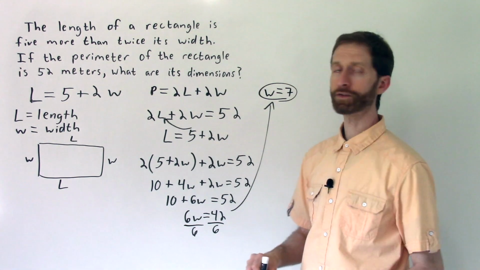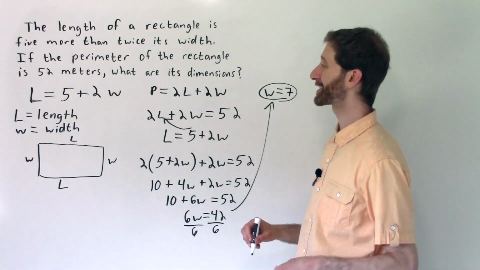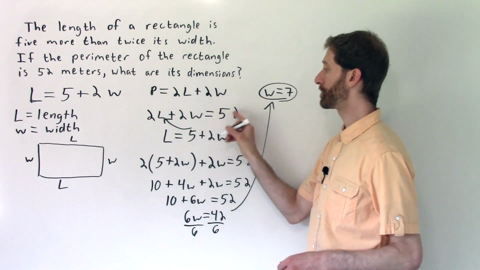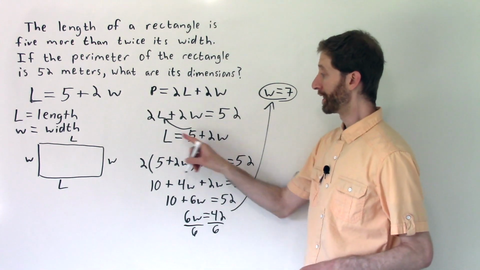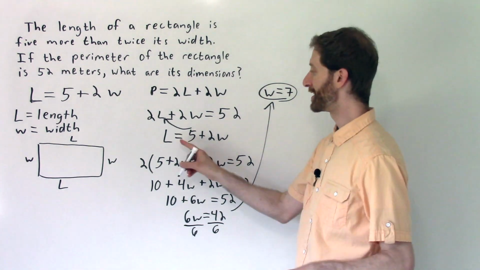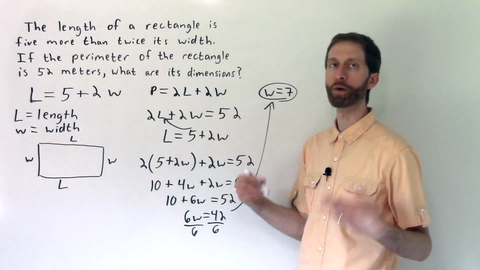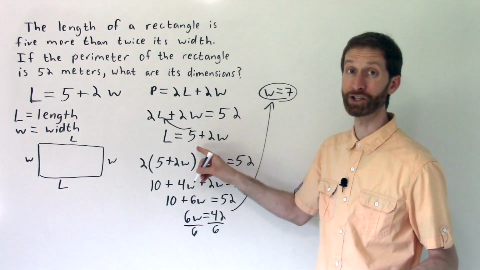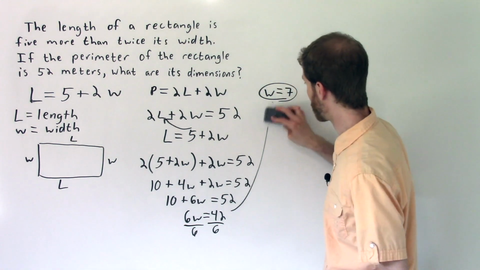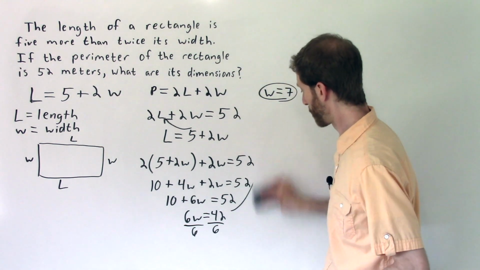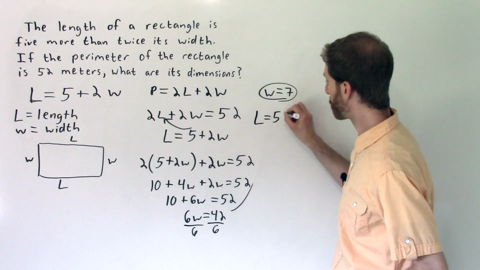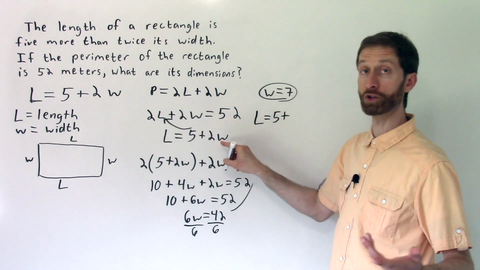Now, it didn't just ask us for the width of the rectangle, it also asked us for the length. So which equation should I use? The 2L plus 2W equals 52, or length is 5 plus 2W? Well, if I want the length, I'm going to use the easier equation here. You could use either one, they'll both give you the right answer, but there's just so much less to do with this. So I'm going to get L equals 5 plus 2 times W, which is 7.